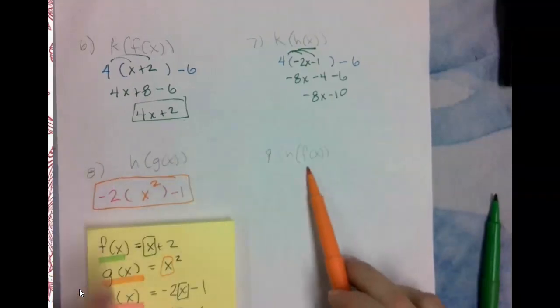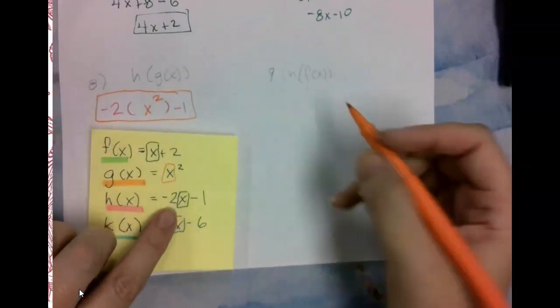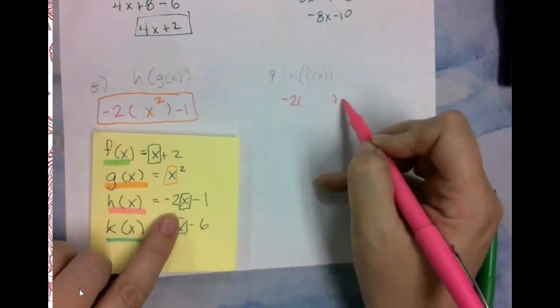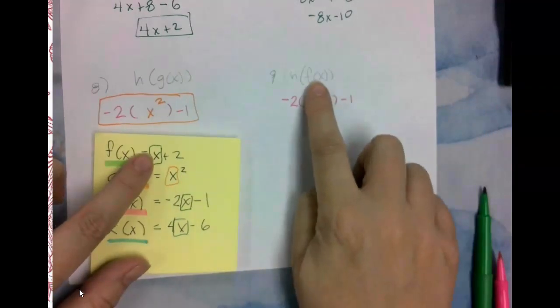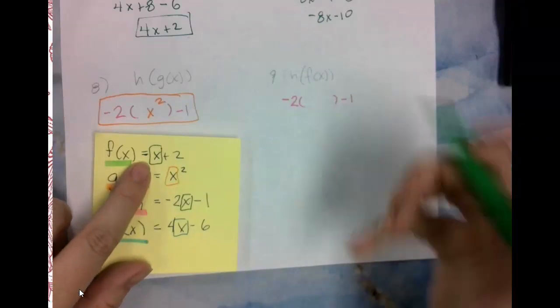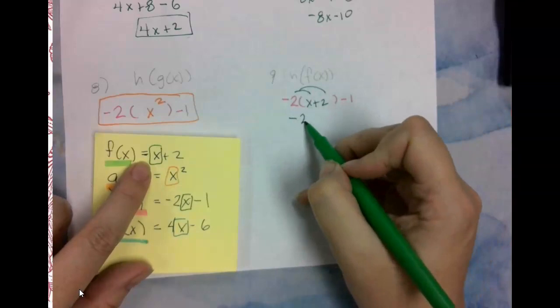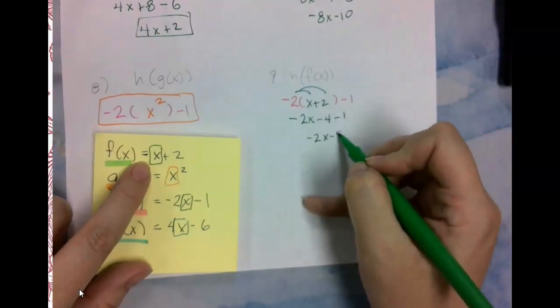And finally, I've got the h again. So that's this one. I'm going to leave a space. Negative 2 space minus 1. And in this one, I'm going to put the f, which was this one right here. So I'm going to put this one inside it. X plus 2 here. Distribute. Negative 2x minus 4 minus 1. Negative 2x minus 5.